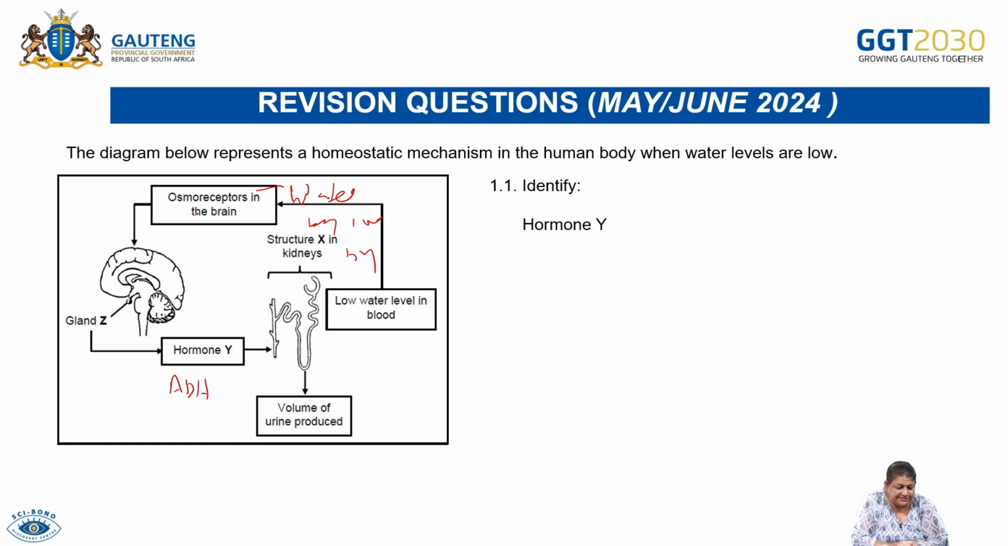Because whenever we talk about water being low or high, there are osmoreceptors in the hypothalamus, and they're going to detect that the water level is low in the blood. That's in our question. It's going to send the hormone ADH to the bloodstream to go to the kidney tubules. We also call it renal tubules. And then what's going to happen? More water is going to be reabsorbed into the blood, and urine is going to be low. Less urine will be excreted.